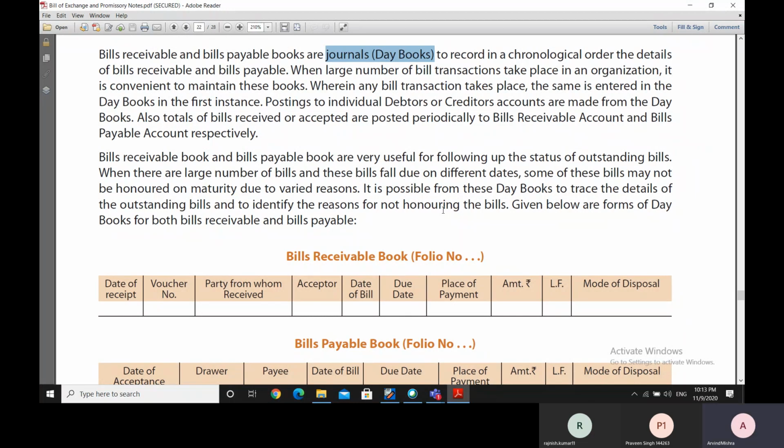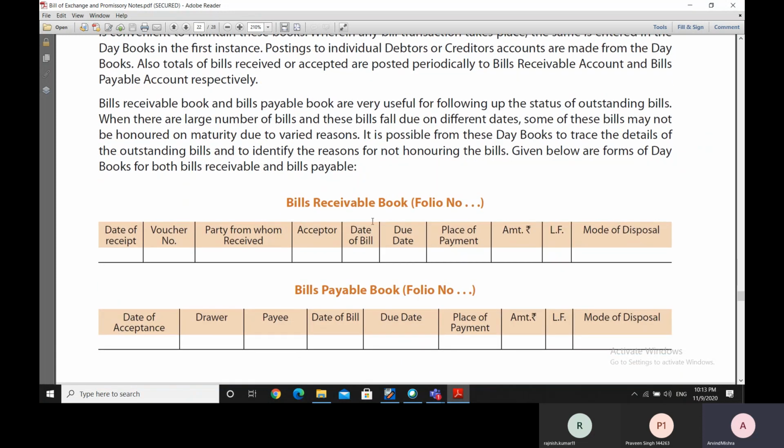So therefore, we have the forms of the day book for both bills receivable and bills payable. This is the form of the day book: the bills receivable day book and bills payable day book, with the folio number in the ledger. The bills receivable book contains the date of receipt, the voucher number, the party from whom received, the details of the acceptor, the date of the bill, the due date of payment, the place of payment, the amount, the ledger folio to which the entry will be transferred, and the mode of disposal also.